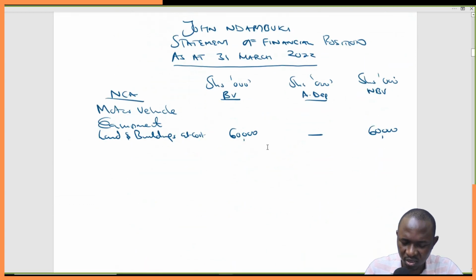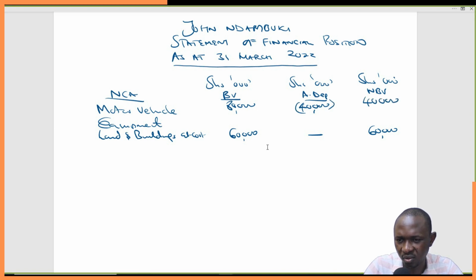So we'll come here and say motor vehicle, 80,000, and then accumulated depreciation is 40,000: 20,000 before, 20,000 for this year. So we deduct this, and we get 40,000 here.